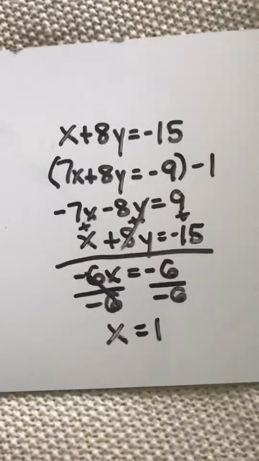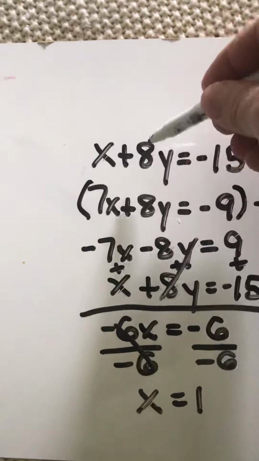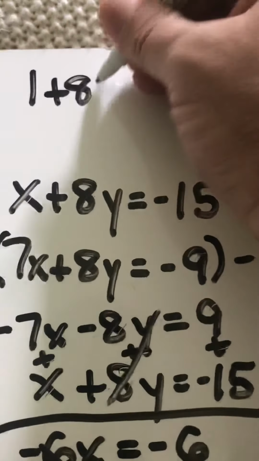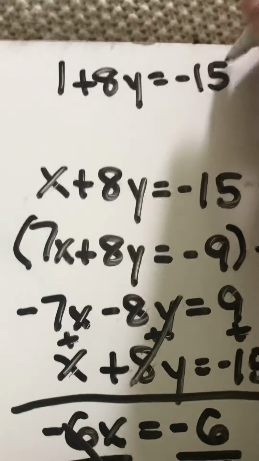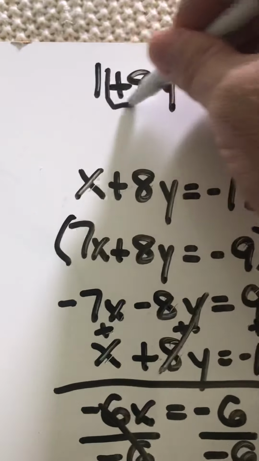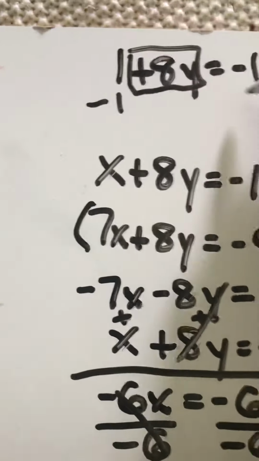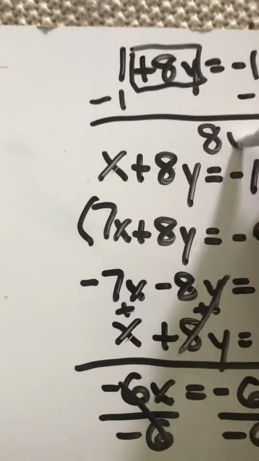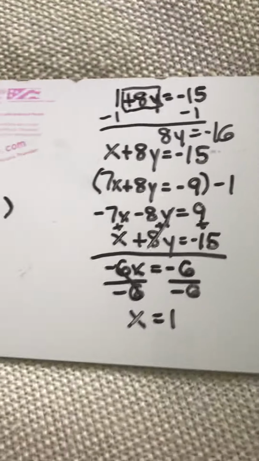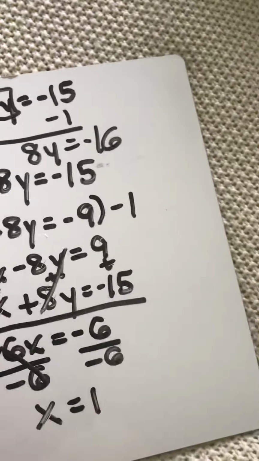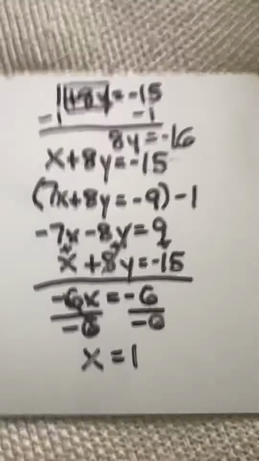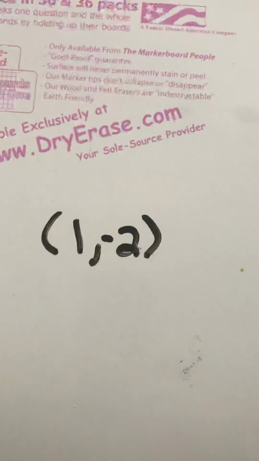Okay, so given that the x value is 1, remember I'm going to place it here and then solve for the other variable. So right above that, I'm going to put 1 plus 8y equals negative 15. And I'm solving for y. So I subtract 1 from both sides. 8y equals negative 16, and I ran out of room there, but I can tell you that that is negative 2. So the answer to our first system by using the elimination method is 1, negative 2.